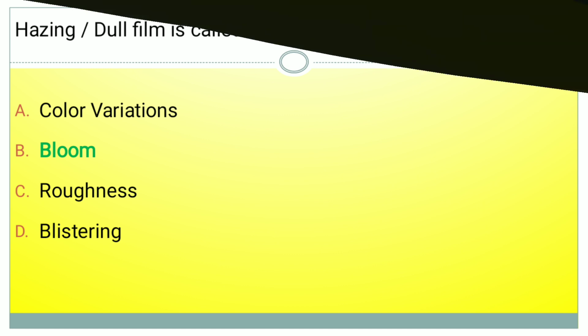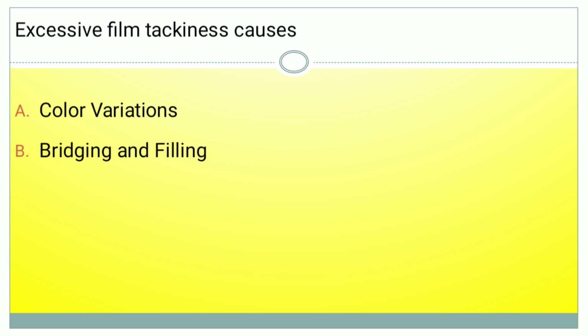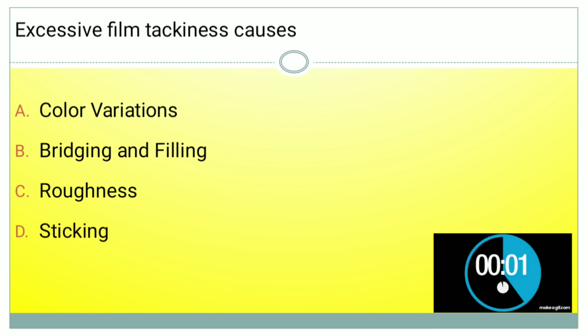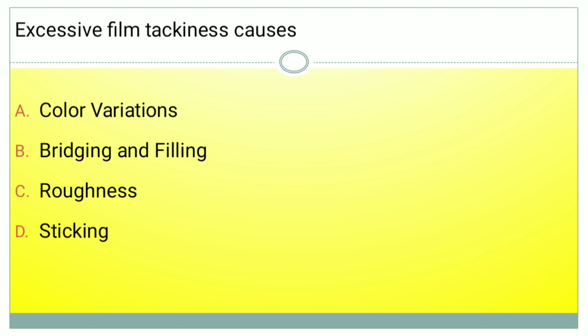Okay, then the next question is, excessive film tackiness causes, and the options are A, color variation, option B, bridging and filling, option C, roughness, and option D, sticking. So this is a question from defects of tablet coating, and the right answer of this question is option D, sticking.